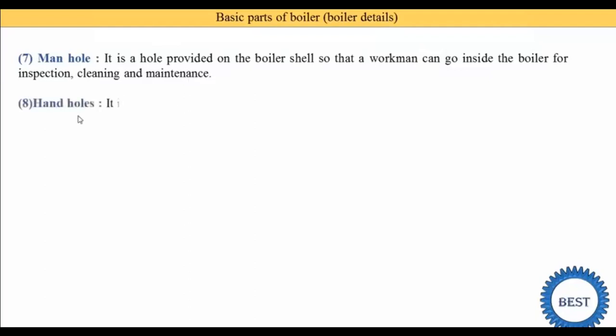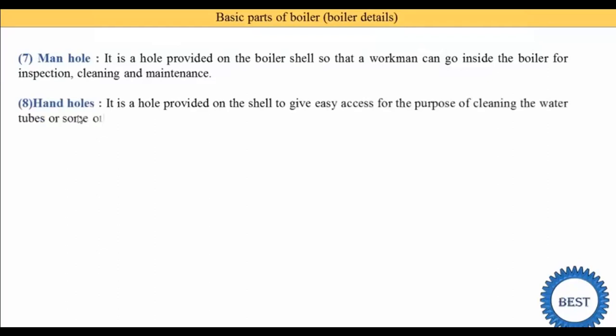Another is the hand hole. It is a hole provided on the shell to give easy access for cleaning the water tubes or some other internal parts of the boiler, and they are also fitted with covers. So these are small holes provided for cleaning the water tubes. We are not required to go inside through the manhole for cleaning, so we can easily clean by using this hand hole.